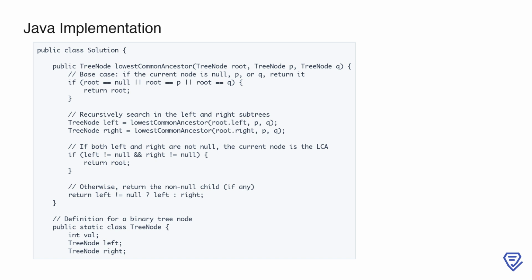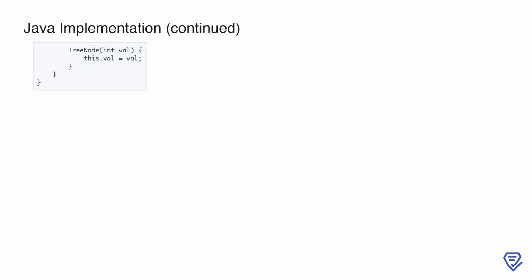Once we have these results, we check if both left and right are not null. If this condition is true, it means that P and Q are found in different subtrees, and the current node, root, is their lowest common ancestor. If only one of the recursive calls returns a non-null value, it means that both P and Q are located in the same subtree. In this case, we return whichever of left or right is not null, as it points to the subtree containing both nodes. This ensures that the recursion continues correctly up the tree.